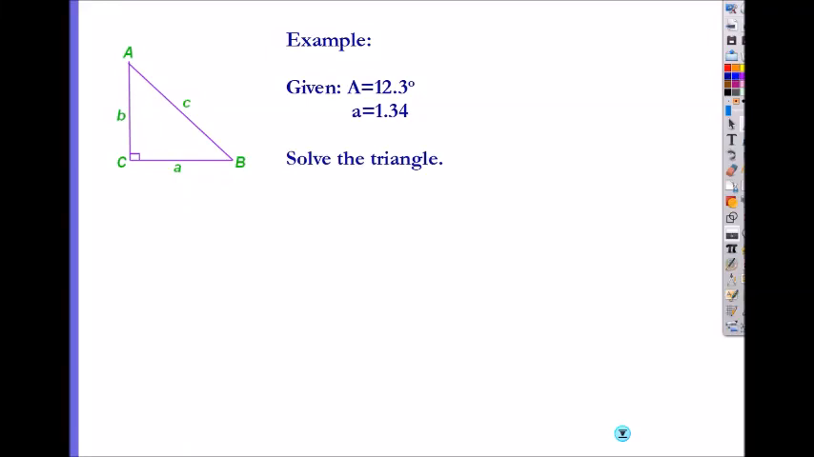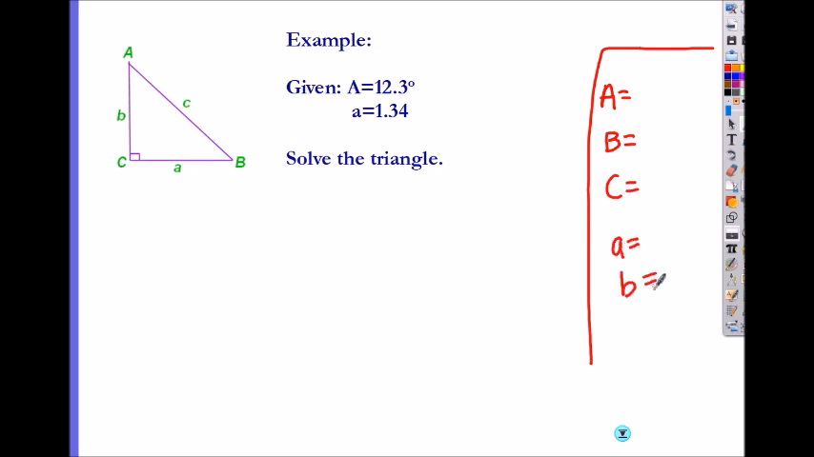Solve the triangle. What does it mean to solve a triangle? Yes. Finding all sides and angles. So your final answer will always look like this: angle A, B, C, side a, b, c.